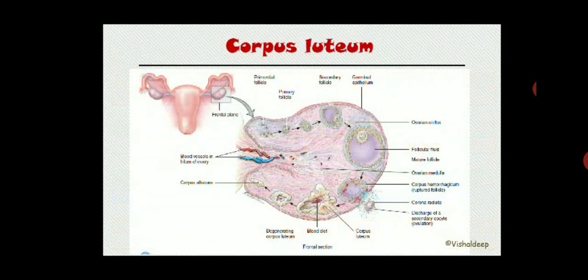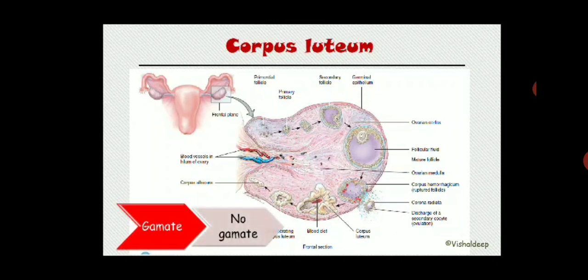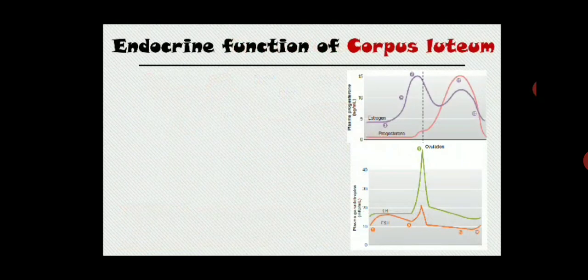What is the status of the gametes? As far as the gamete is concerned, ovulation has already happened. The ovum is lost, so there are no gametes left inside the corpus luteum. Now, the endocrine function of a corpus luteum.